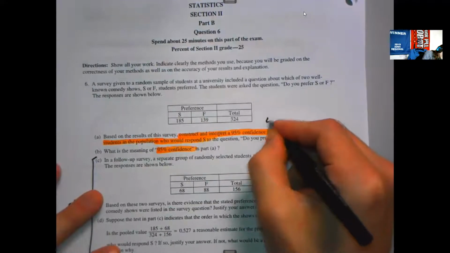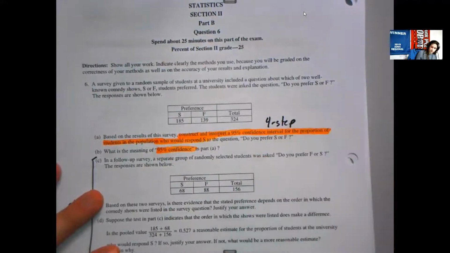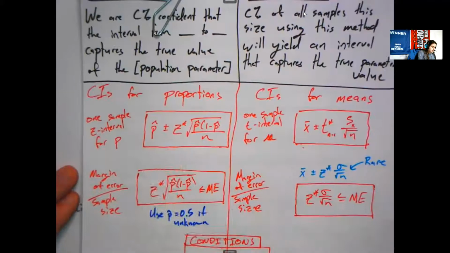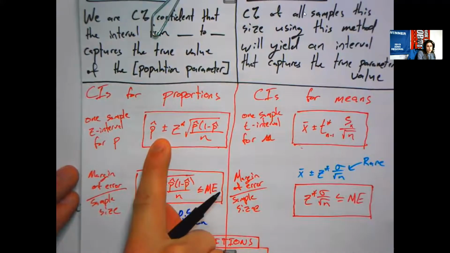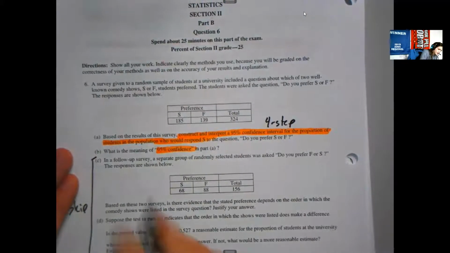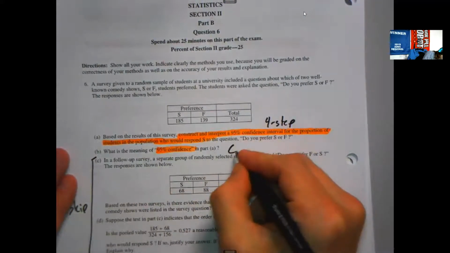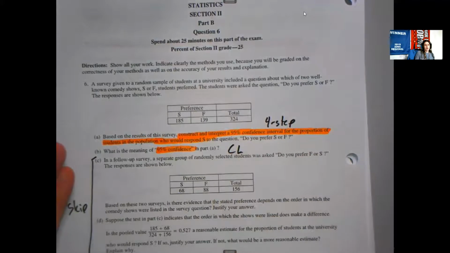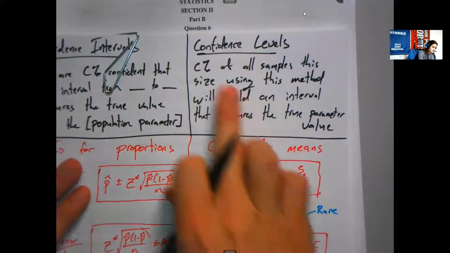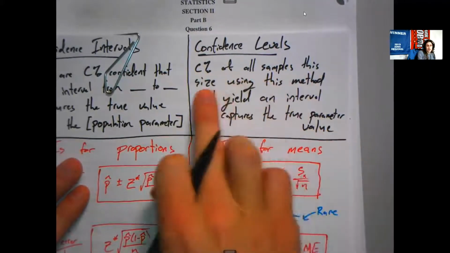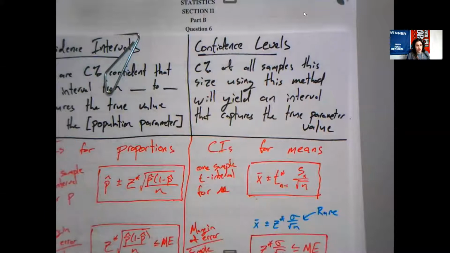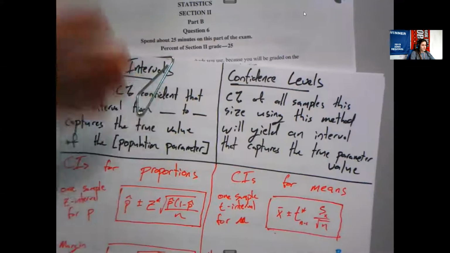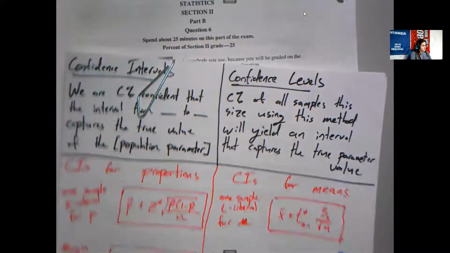This is another four-step process here. We're using an interval for p, one-prop z interval. And then, what is the meaning of 95% confidence? Look at your confidence level template, actually right here on my formula sheet. 95% of all samples of this size using this method would give an interval that captures the true parameter value. Make sure you're good with your templates for interpreting intervals and levels.